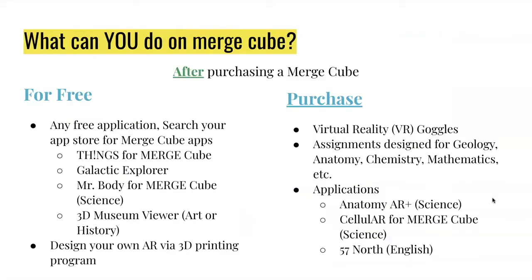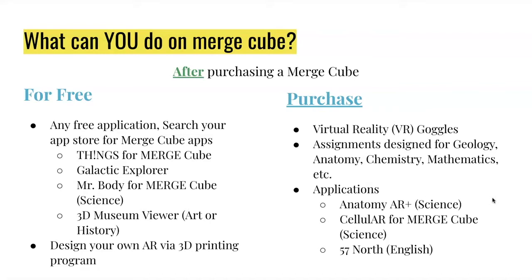So after you purchase your merge cube, there are free options. So if you are interested in using this app, all you need to do is buy that cube and you can find plenty of things you can use for free. So I would just open up my app store and I just typed in Merge Cube apps and a ton of things popped up. So there was Galactic Explorer, Mr. Body, which could be used in a science class. The 3D Museum viewer could be used in like an art or like a history class.